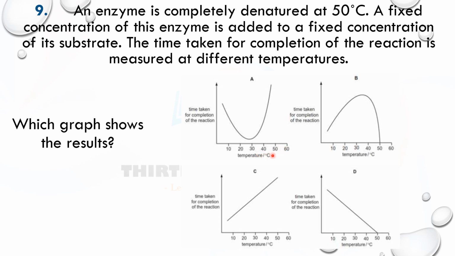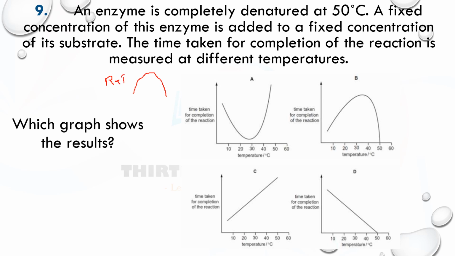The independent variable is always on the x-axis. That is temperature. Then the dependent variable on the y-axis is time taken for reaction. If you remember the relationship, rate of reaction has a dual relationship with temperature. At the beginning, the rate of reaction will increase, and when it reaches optimum temperature, it will decrease. That is the relationship between rate of reaction and temperature.